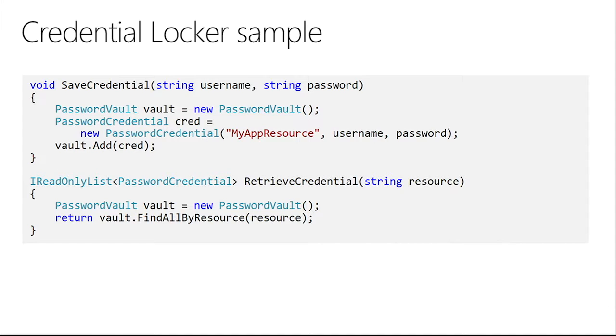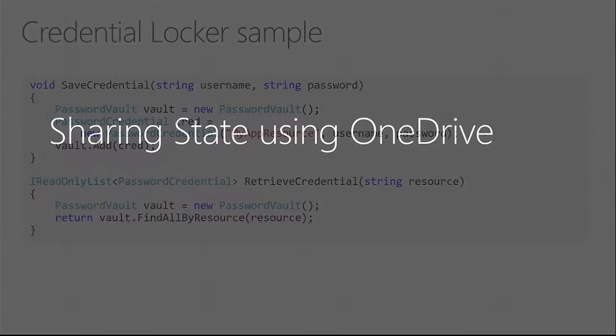This is how you use it. It's a password vault. You just store password credential objects in it. You give it kind of a resource name and then a username and password. And then you add it to the vault. And then there's a couple of APIs. That's one example. You find all by the resource name. You just pull them out, and then you can make use of them.